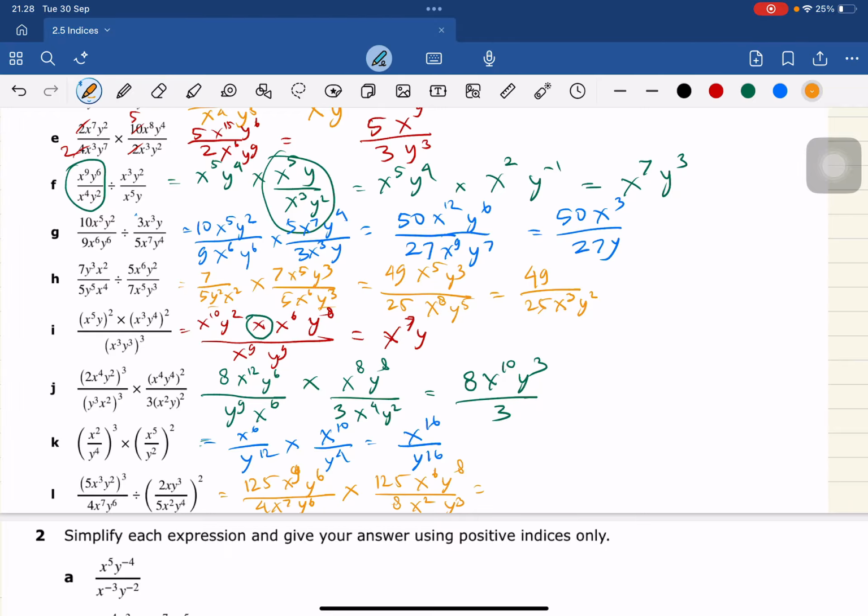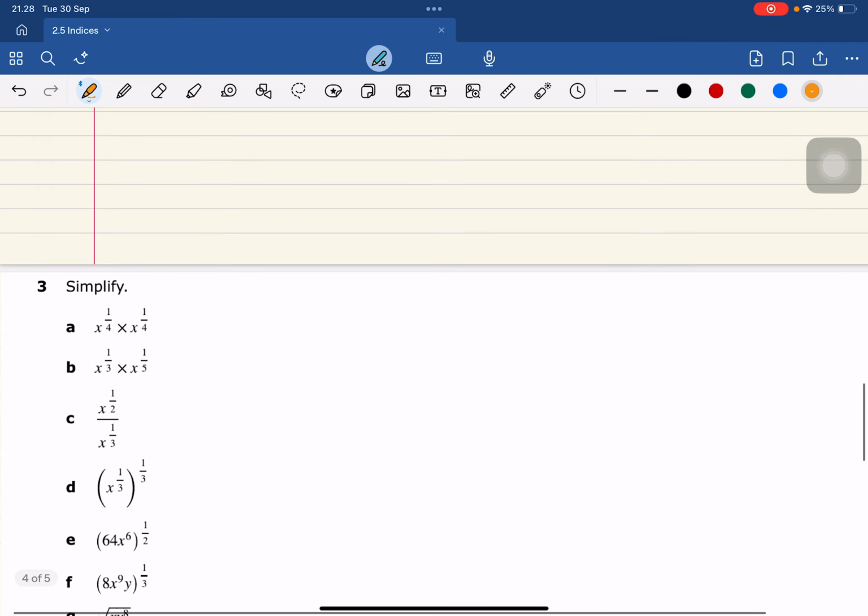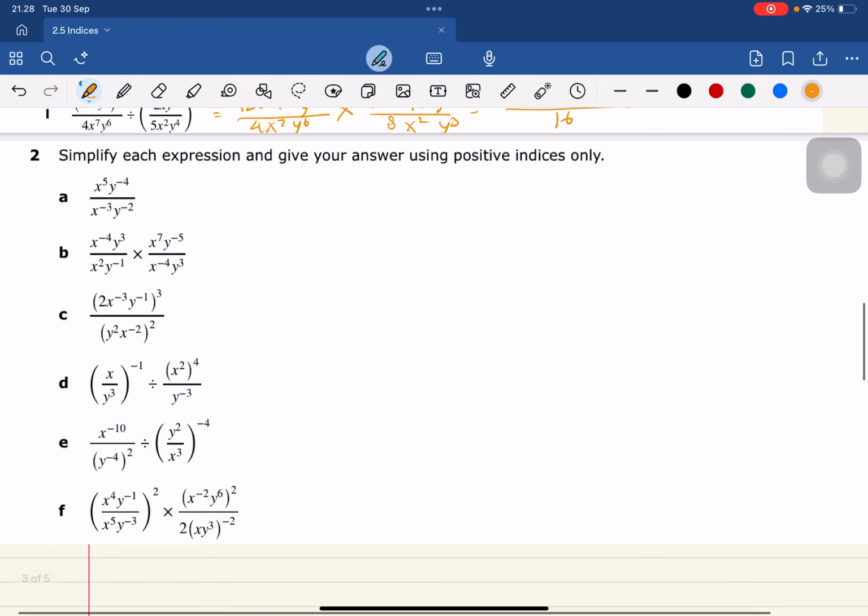After we multiply it, it will give us the answer of 3125, x power of 4 and then y power of 2 divided by 16. Okay, this for the number 2. Simplify each expression and give your answer using positive indices only.